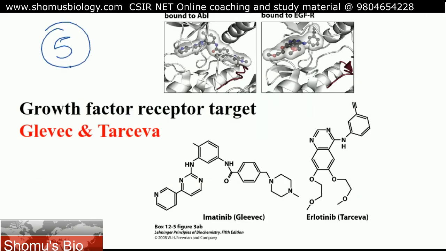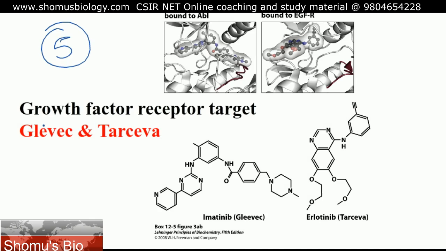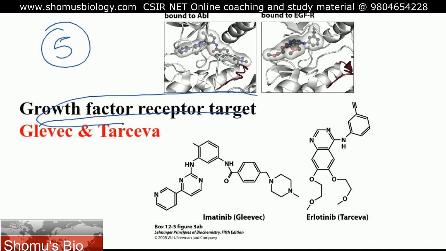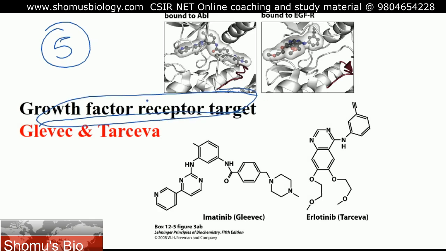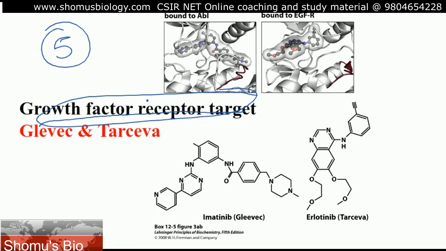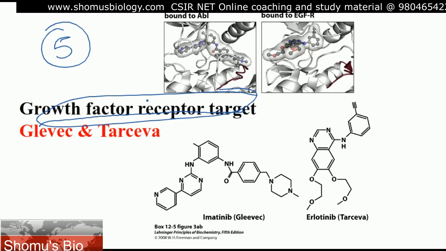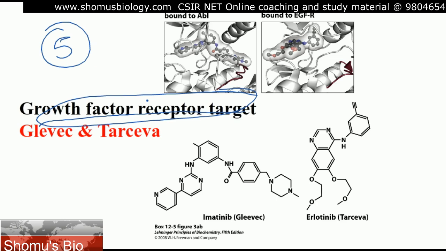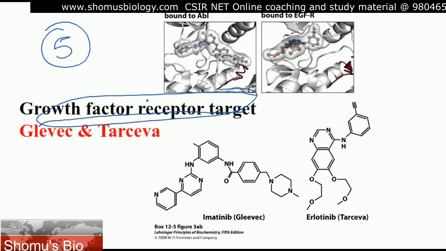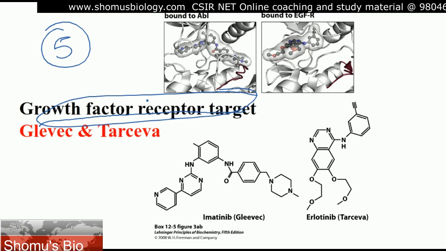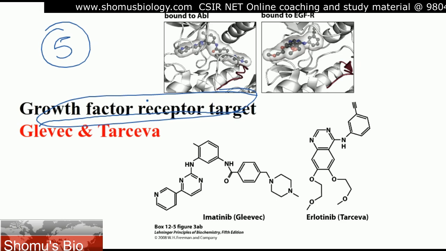Drug target number 5: the growth factor receptor. Growth factor receptors are always a drug target. We've seen one example, that is Herceptin, HER2. That's blocking HER2 with the monoclonal antibody. And here we are looking at two separate drugs, Glivec and Tarceva.